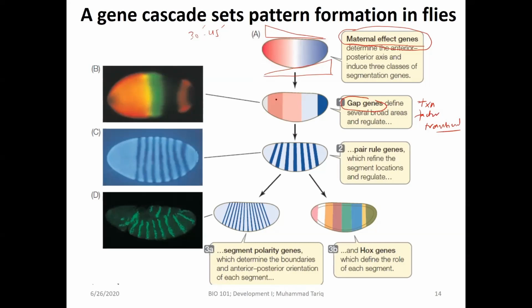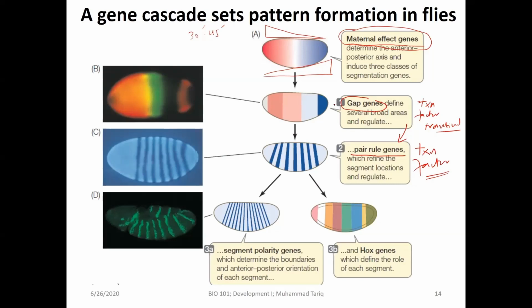Gap genes also move freely in the cytoplasm, and nuclei according to their specific position in the cytoplasm are exposed to different concentrations of gap genes, which means genes in those nuclei will be differentially expressed. Eventually, before gap genes disappear, they activate the next class of genes, which are called pair rule genes. They are also transcription factors.